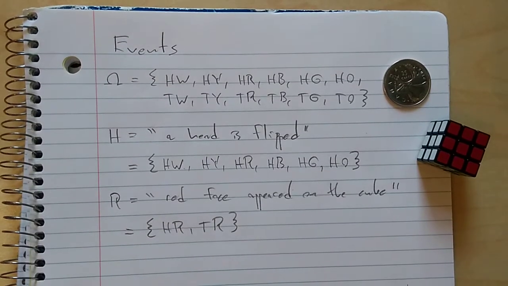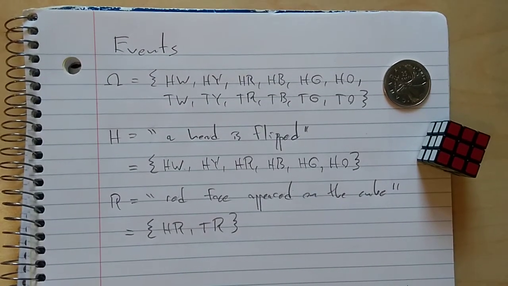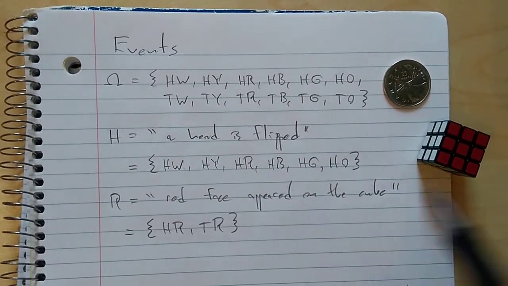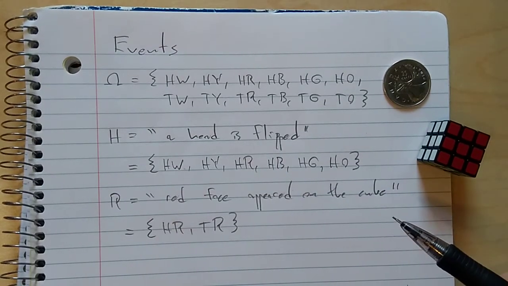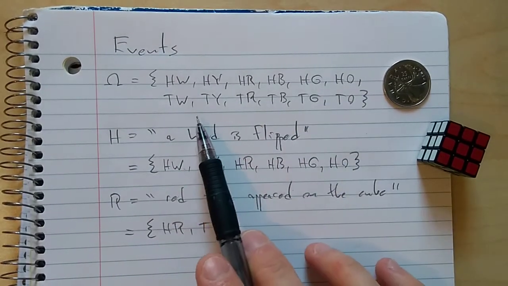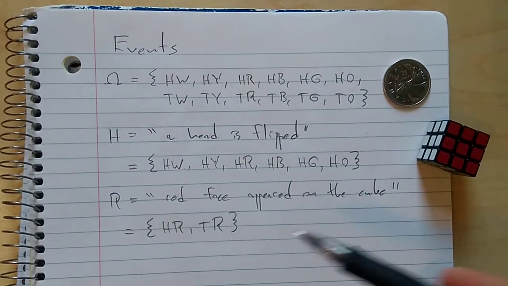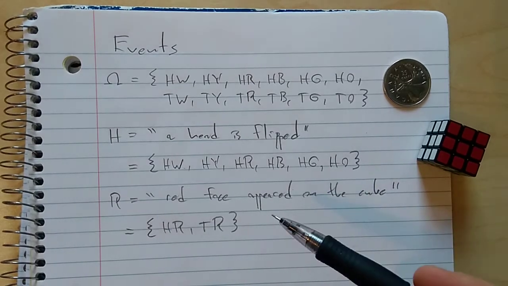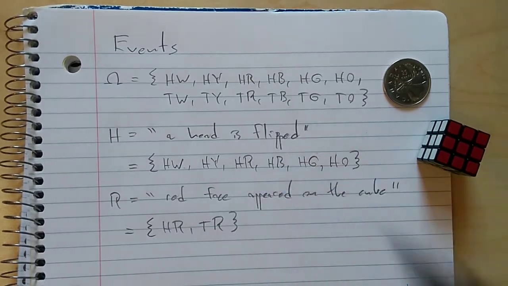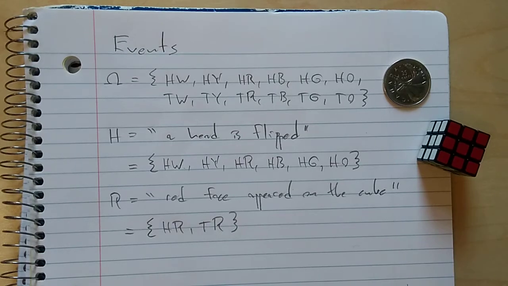So that's it. For any event you can reasonably precisely define, you can go through the sample space and just check whether each outcome results in that event occurring, and then you can list out those outcomes. And that's why every event you can think of as a subset of the sample space.